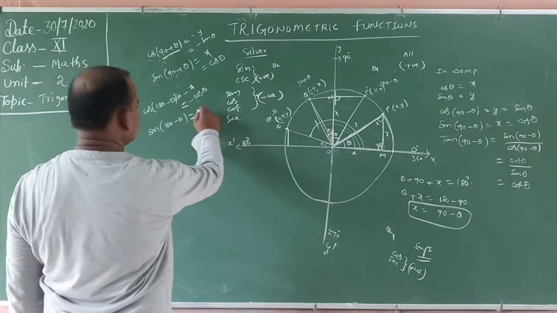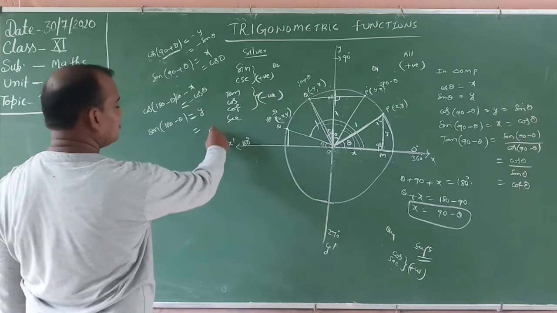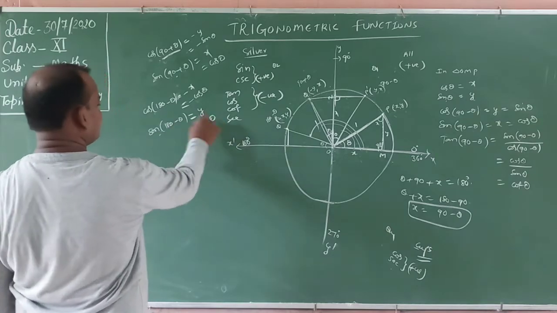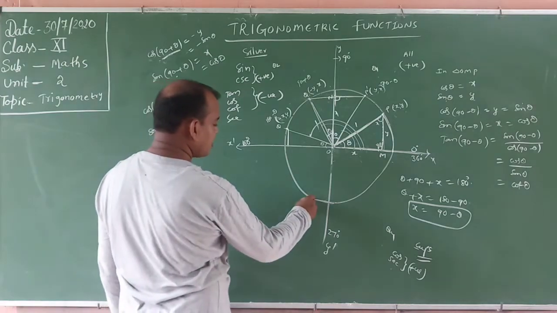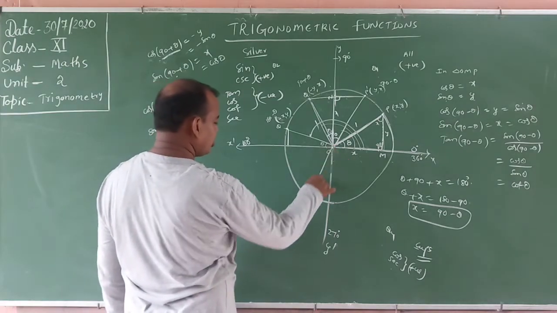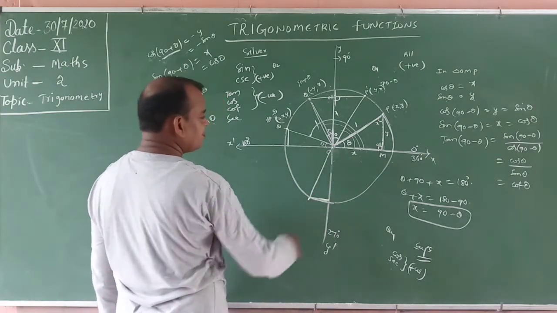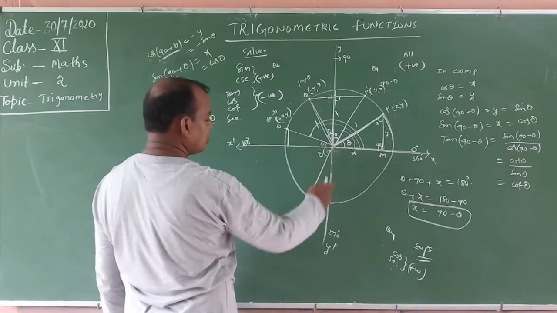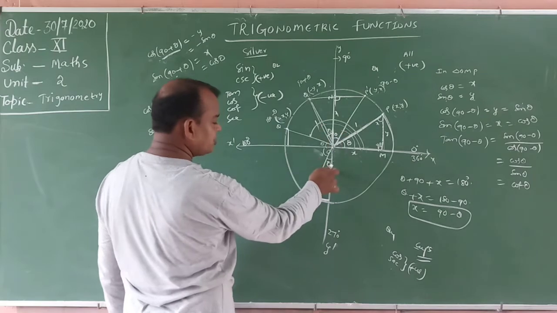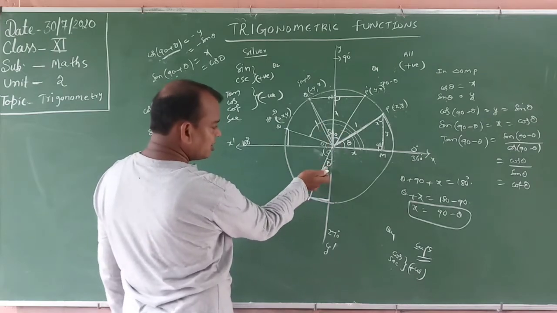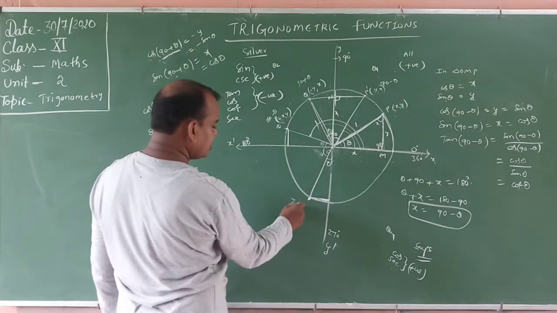That is equal to y. This is y. What is y? Y means sin theta. Sin of 180 minus theta equals sin theta. Now here you will take this one. Now we will take the point here. Suppose this is theta. From here to here, how much? 270. Less than means this is 270 minus theta.